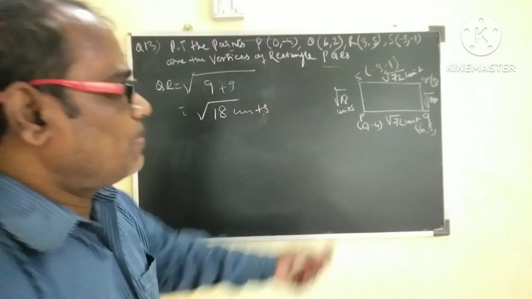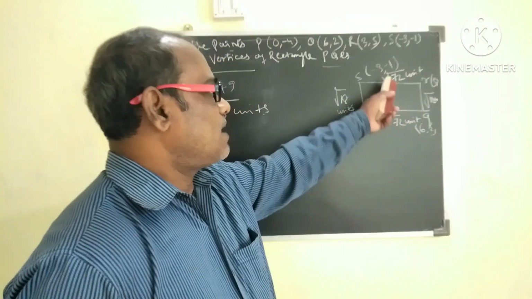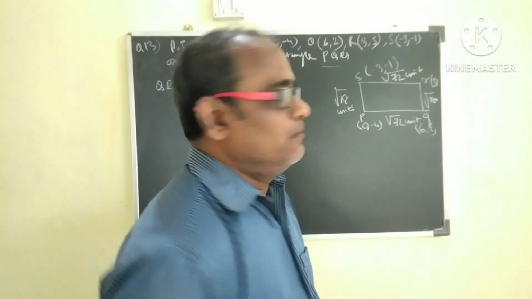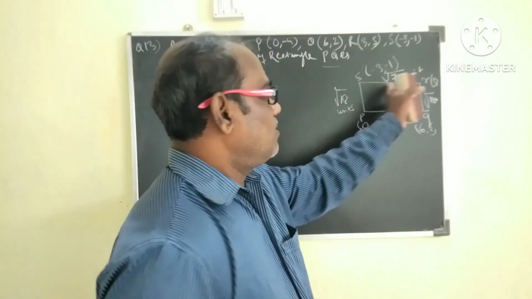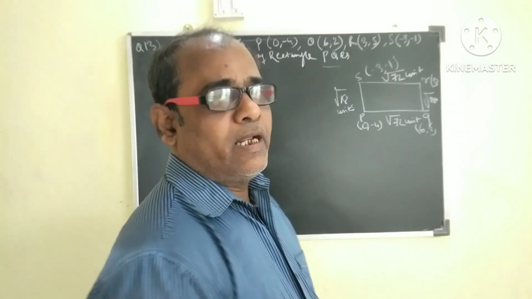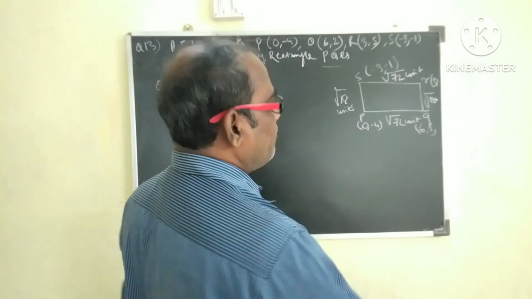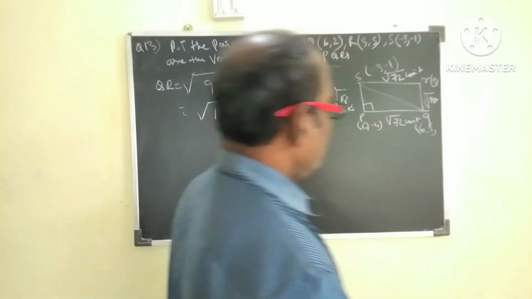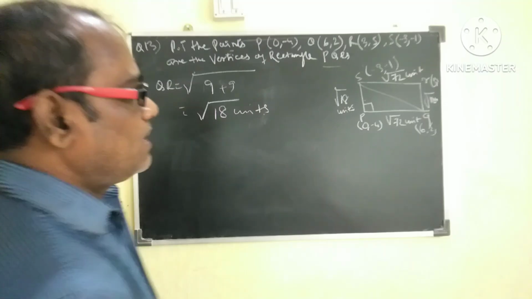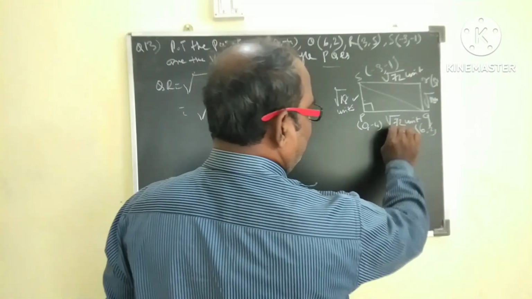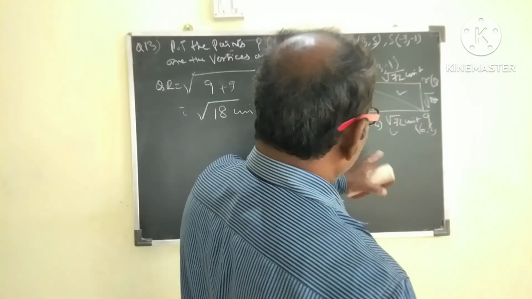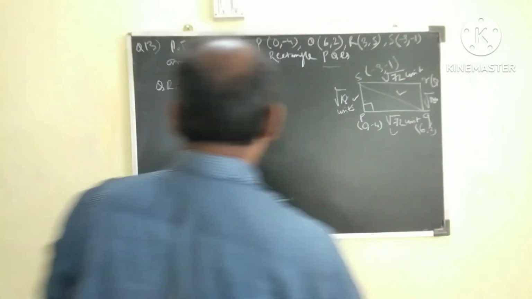Now we can see from the figure that the opposite sides are equal. But opposite sides being equal does not justify that the quadrilateral is a rectangle. Then what do we have to find out? We have to consider this triangle and find out whether this is 90 degrees. So if this is 90 degrees, then the square of this plus the square of this must be equal to the square of this. That means now you have to find out the distance SQ.